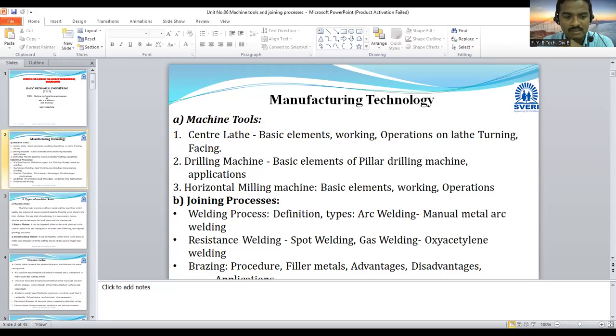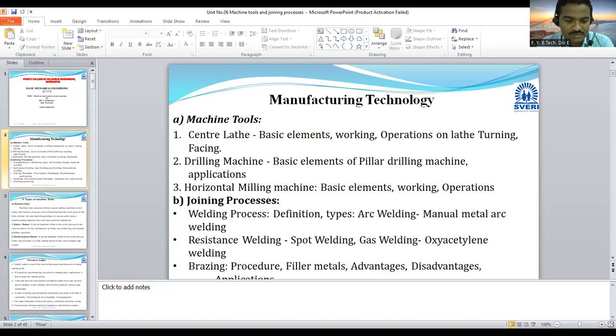In that we will cover welding process, in that types of welding, that is arc welding, then resistance welding, also known as spot welding, then gas welding. Under gas welding we will study oxyacetylene gas welding. The next joining process is the brazing process, how to do the brazing operation or brazing process. So we have to study the procedure of the same. Then what are the filler materials or filler metals, advantages, disadvantages, and applications.